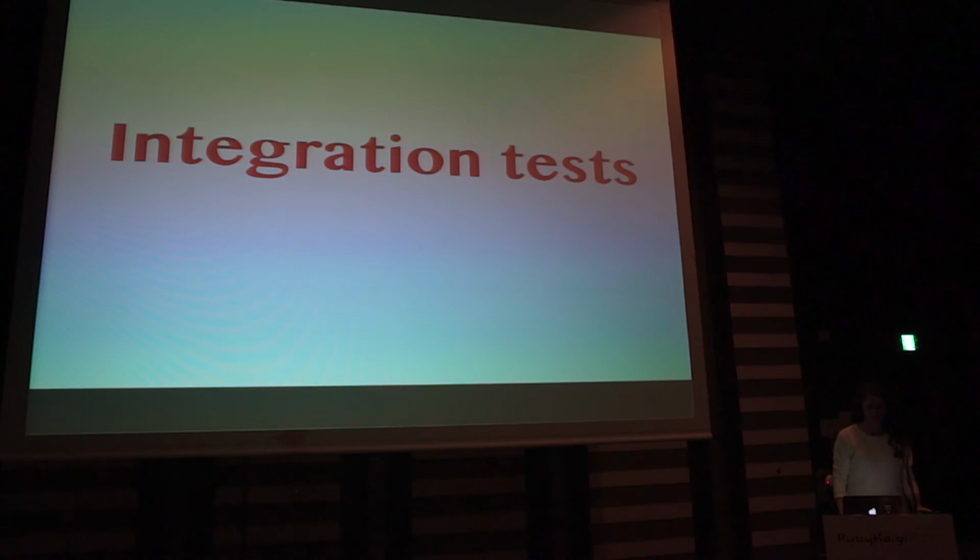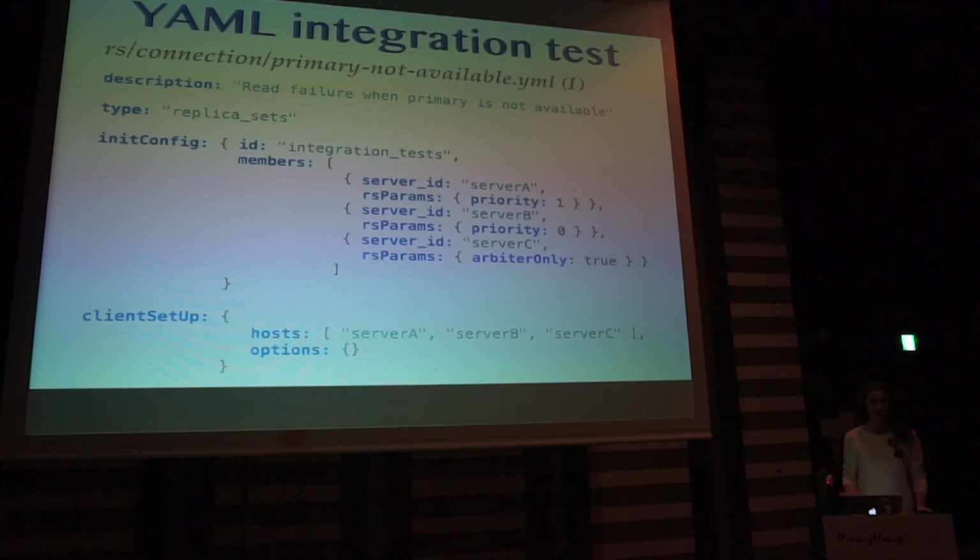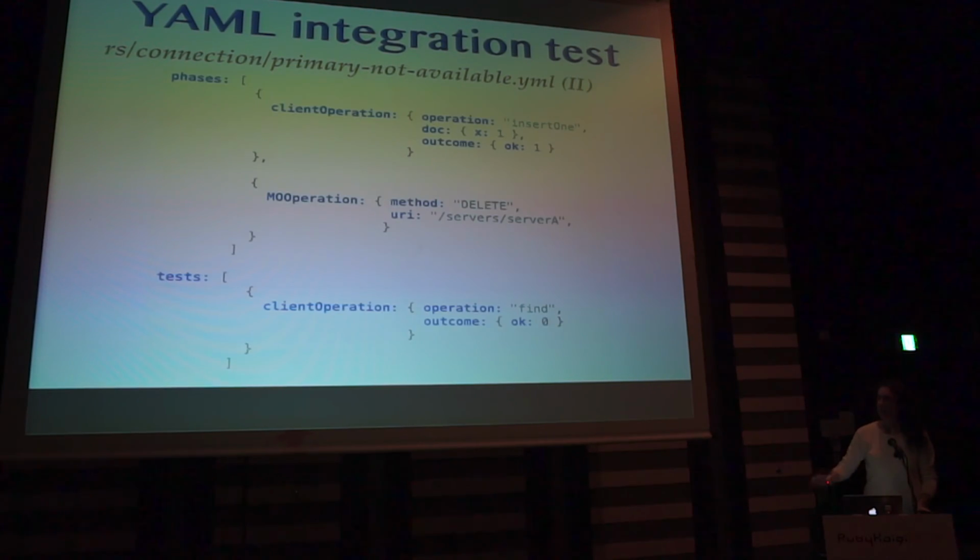And I will skip through some slides pretty quickly. I will show you now an example of a YAML integration test using Mongo orchestration. We define the config for the service. That's what I copied and pasted into the config sent to the post request. There's a client setup for the driver, and this is a continuation of that file. And then there are some phases where it goes client operation, then there's a request sent to the Mongo orchestration service that manipulates the cluster, and then another client operation that has an outcome. The driver does this operation, and the test runner will know whether or not the test passed or failed based on what the expected outcome is.